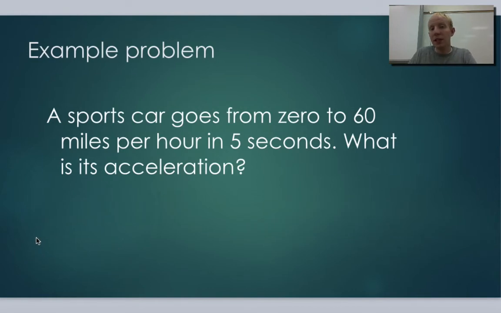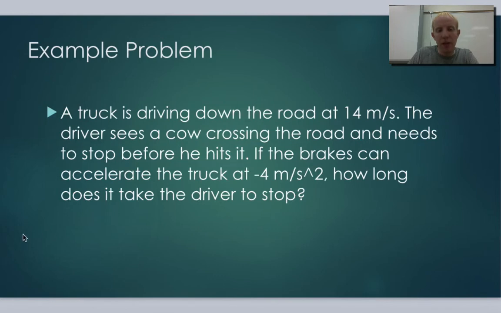All right, so we looked at some examples where the cars are speeding up. Let's look at an example where it's slowing down. Okay? So a truck is driving down the road at 14 meters per second. The driver sees a cow crossing the road and needs to stop before he hits it. If the brakes can accelerate the truck at -4 meters per second squared, okay, how long does it take the driver to stop? Okay. So just a note, sometimes you will see second squared written in this form with the caret symbol, kind of like you would type it in your calculator. Okay, so if you ever see that, that means second squared.